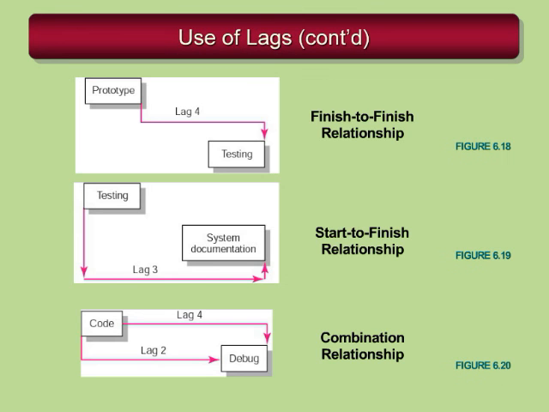Some additional examples of lags are a finish-to-finish relationship. You might have a lag between the time the prototyping is done and the time you expect the testing to be done. You can have a start-to-finish relationship between two items. And you can have some sort of a combination relationship, all legitimate. Very easy to program within Microsoft Project, very challenging to do by hand.